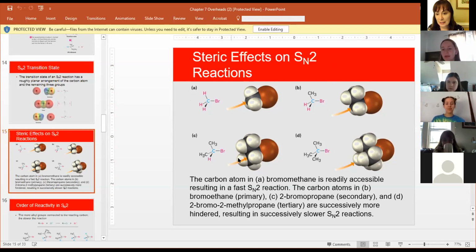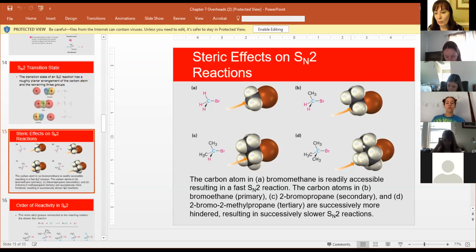Do you think it's going to be easy to get to this carbon here in the middle or hard? Hard. It's going to be really hard. It's going to be so hard that most of the time this reaction is actually not going to be able to occur. It's just too hard to get to the reactive side.